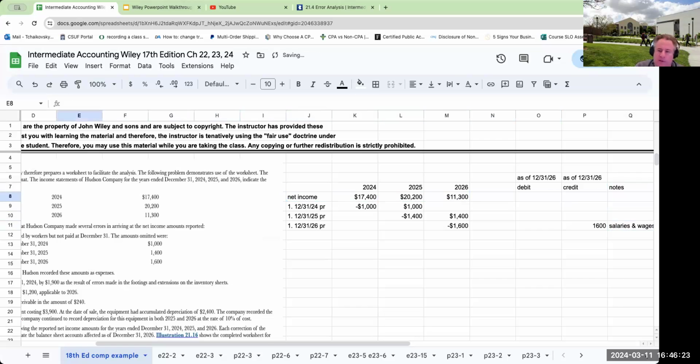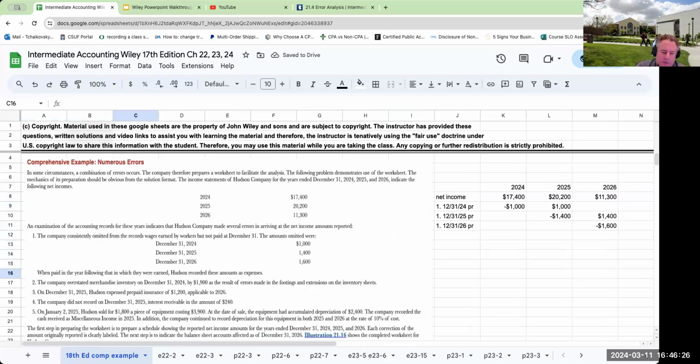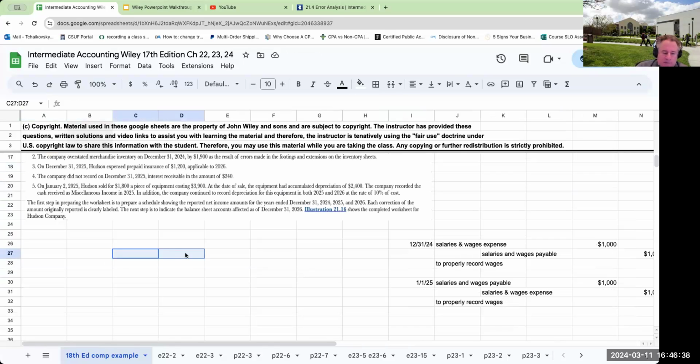Okay, so that's number one. Let's go ahead and take a look at number two. The company overstated merchandise inventory on 12/31/24 by 1,900 as a result of errors made in the footings and extensions on the inventory sheets. Well, I never like these kind of questions unless I actually put the pedal to the metal and go through and use fake numbers.